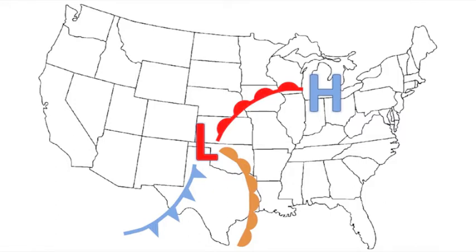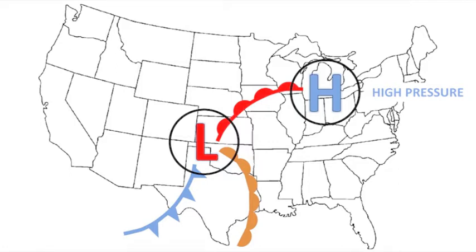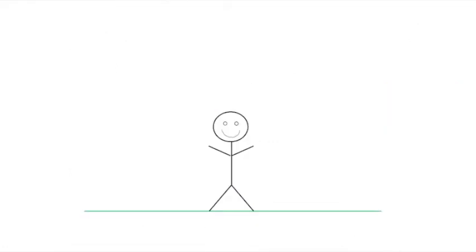For right now, the most important things on this map are the big blue letter H over Michigan, Indiana, and Ohio up there, and this big red letter L over Texas, Kansas, and Oklahoma. Now, the big H stands for high pressure, and the big L stands for low pressure. So let's talk a bit about what that means.